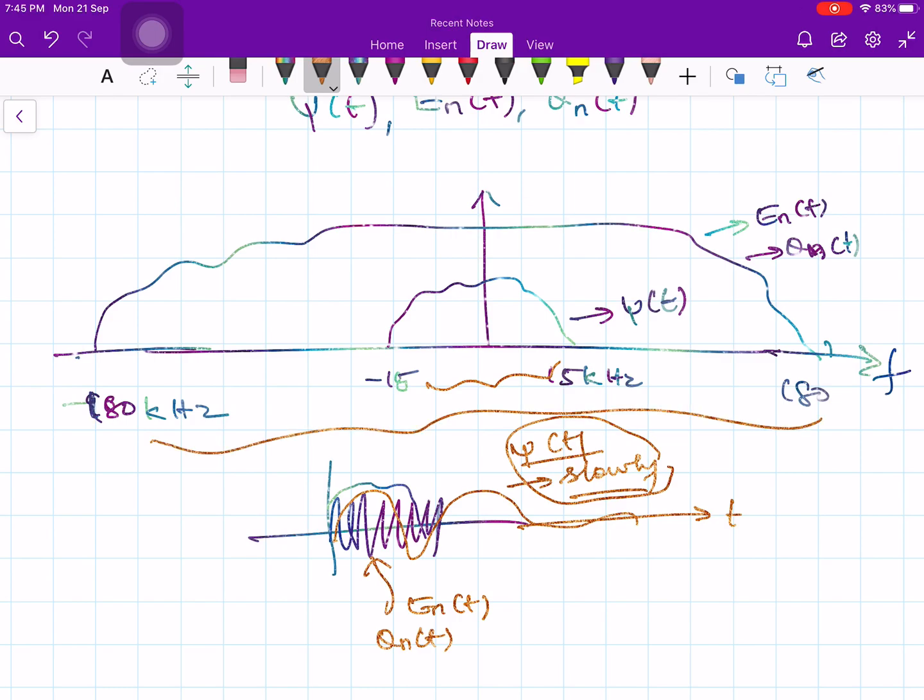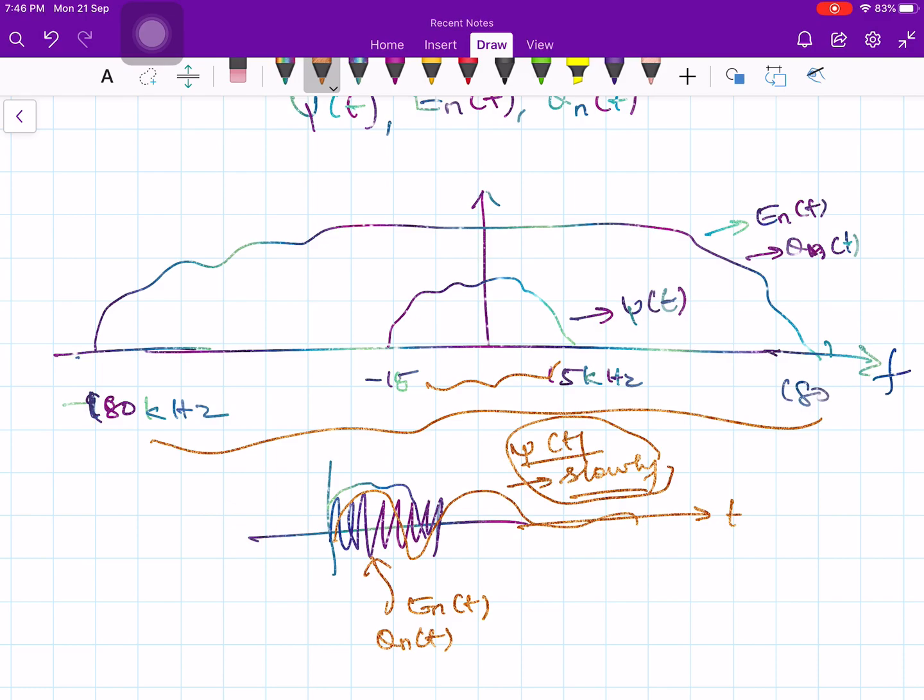Okay, psi of t will fluctuate less rapidly, and e suffix n of t and theta suffix n of t will fluctuate more rapidly. So this is the key point. Keep in mind as you proceed. Now, how do we calculate the output SNR?